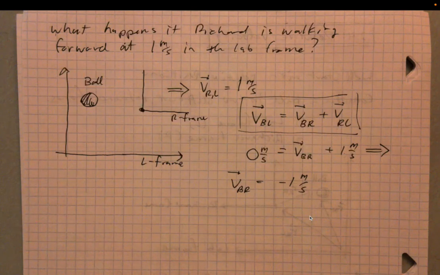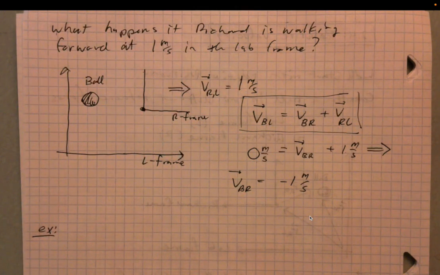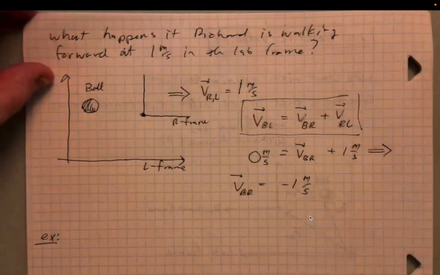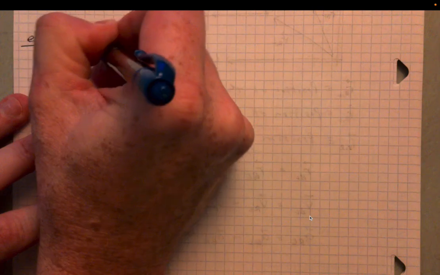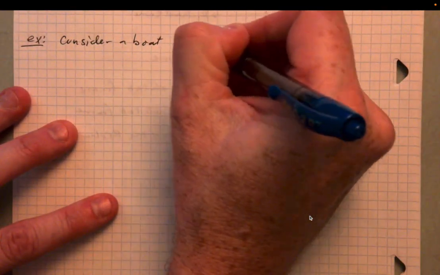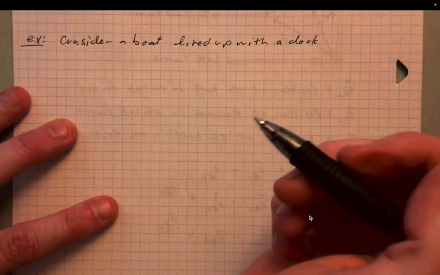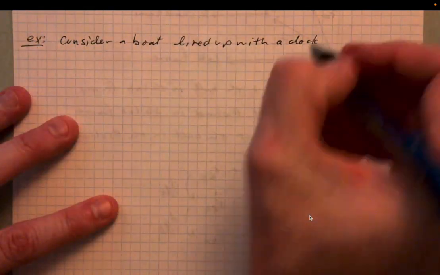Now let's do a little more complicated example of how this kind of thinking can be used to solve problems when you have different reference frames. Okay, so here's an example. This is a standard example, but it's a really good one because it's intuitive. People have experience with it. It's also accessible for beginners. So we want to consider a boat lined up with a dock across a 20-meter wide river.